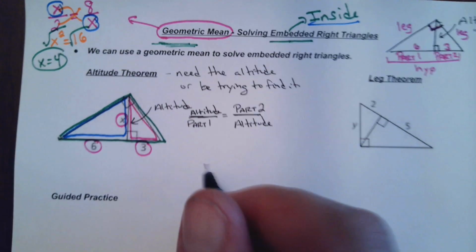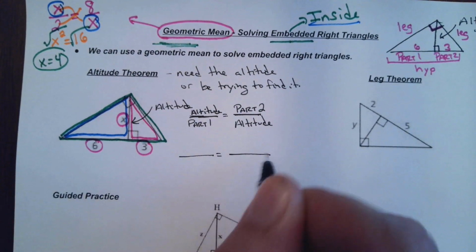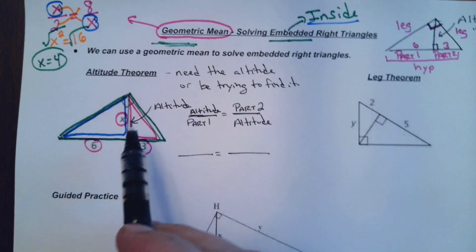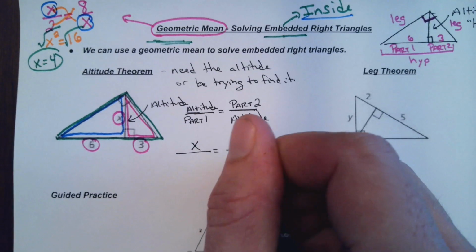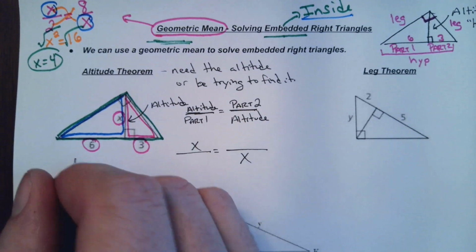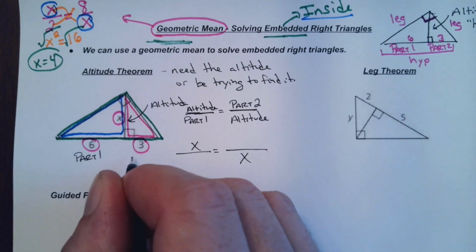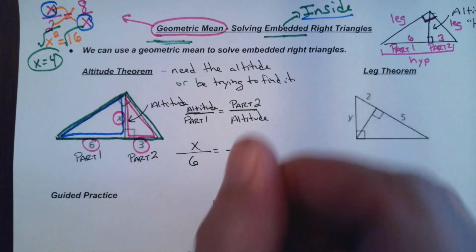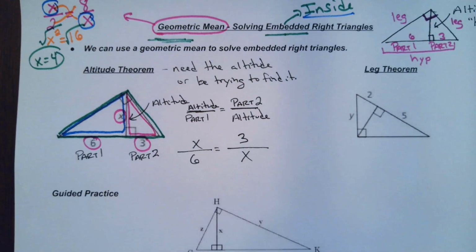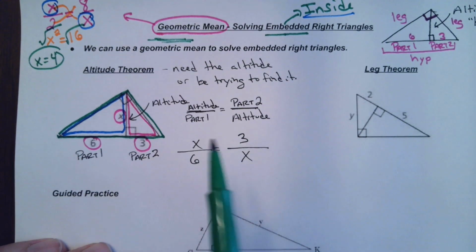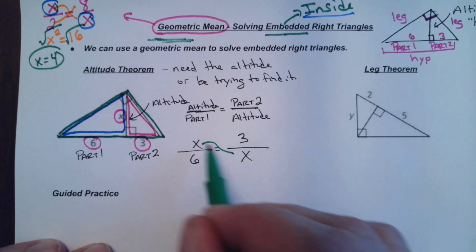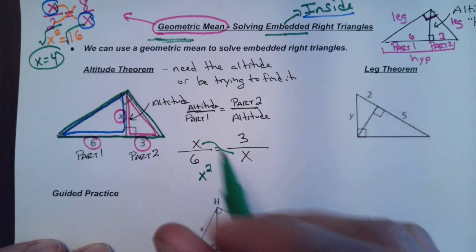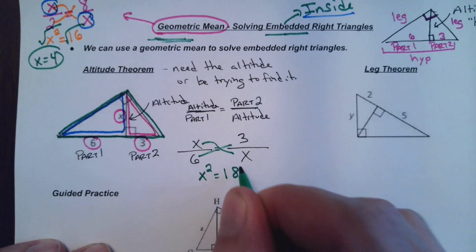Okay, so now let's come down and plug in what we have. For the altitude, I go back to my diagram and say, oh, altitude is X. So X and X. Part 1, well, I'm going to let this be part 1, and I'm going to let this be part 2. So 6 and 3. Okay, so now I am set up. I know I'm set up correctly because I have a geometric mean. Again, the X's are repeated. So I cross multiply. X times X gives me X squared. 6 times 3 gives me 18.